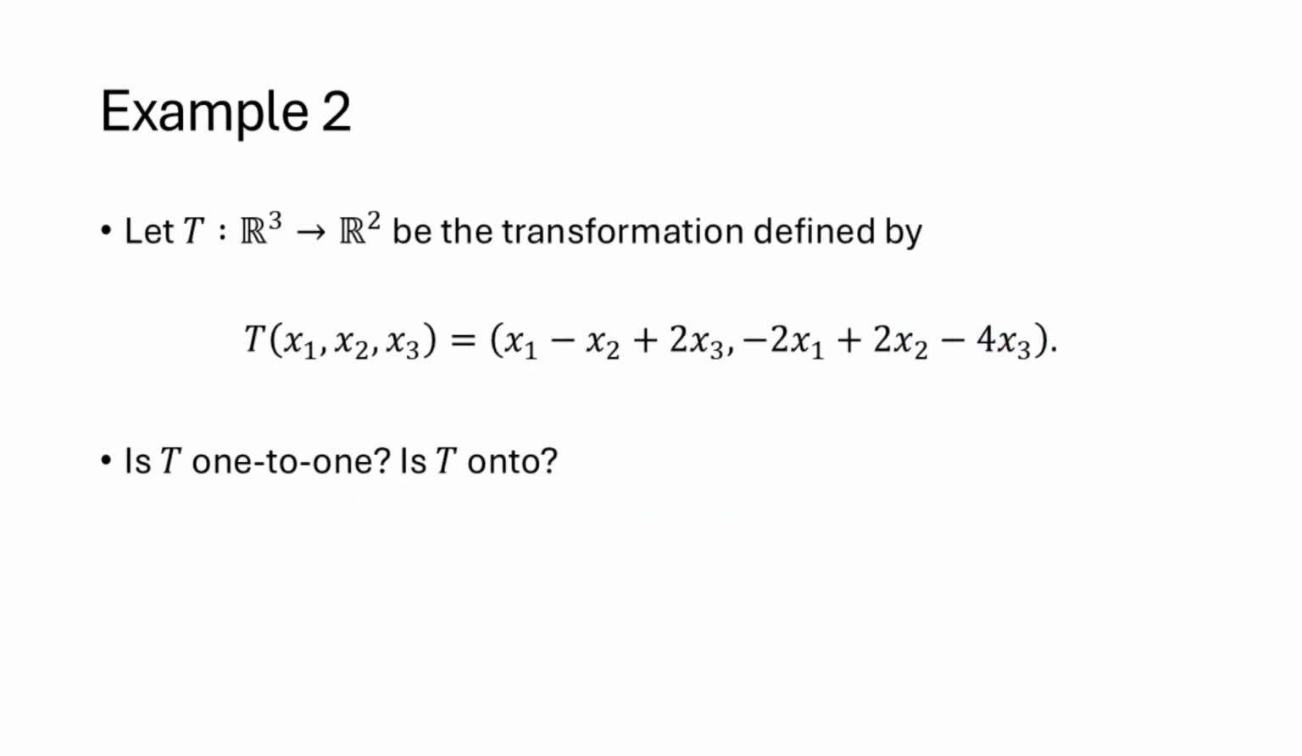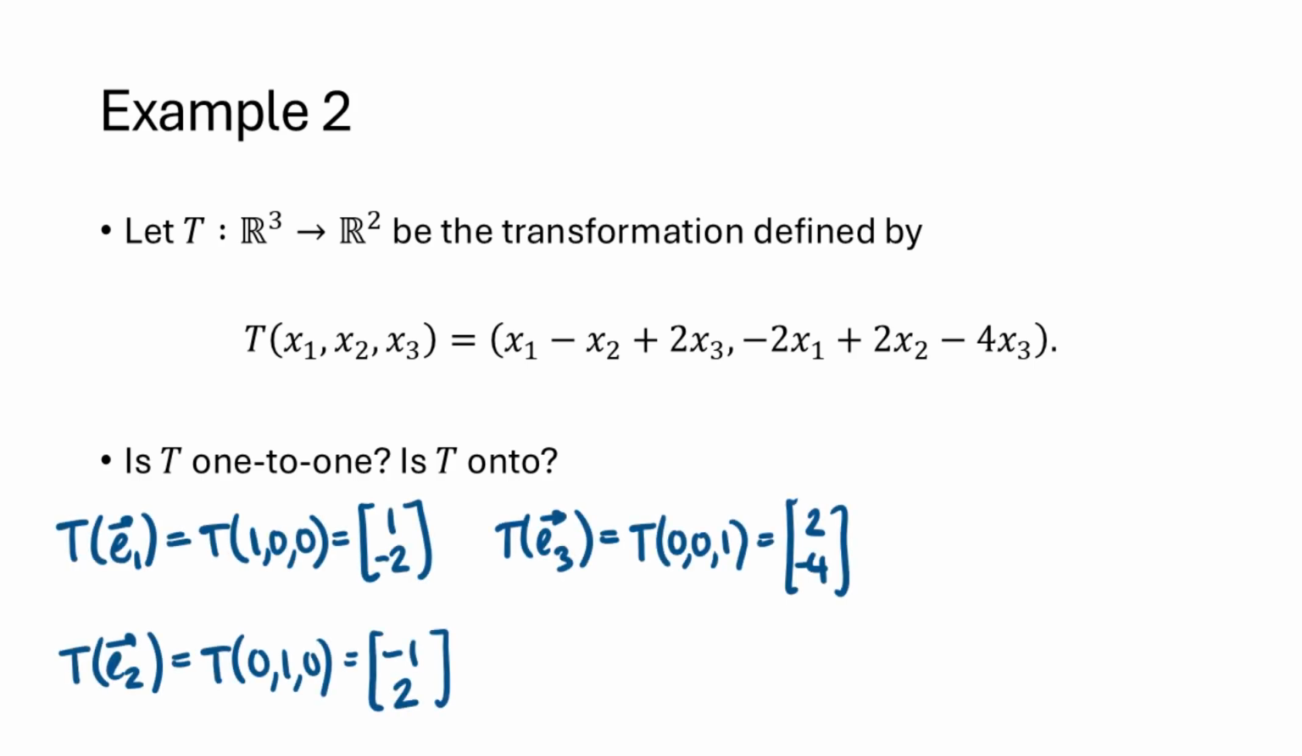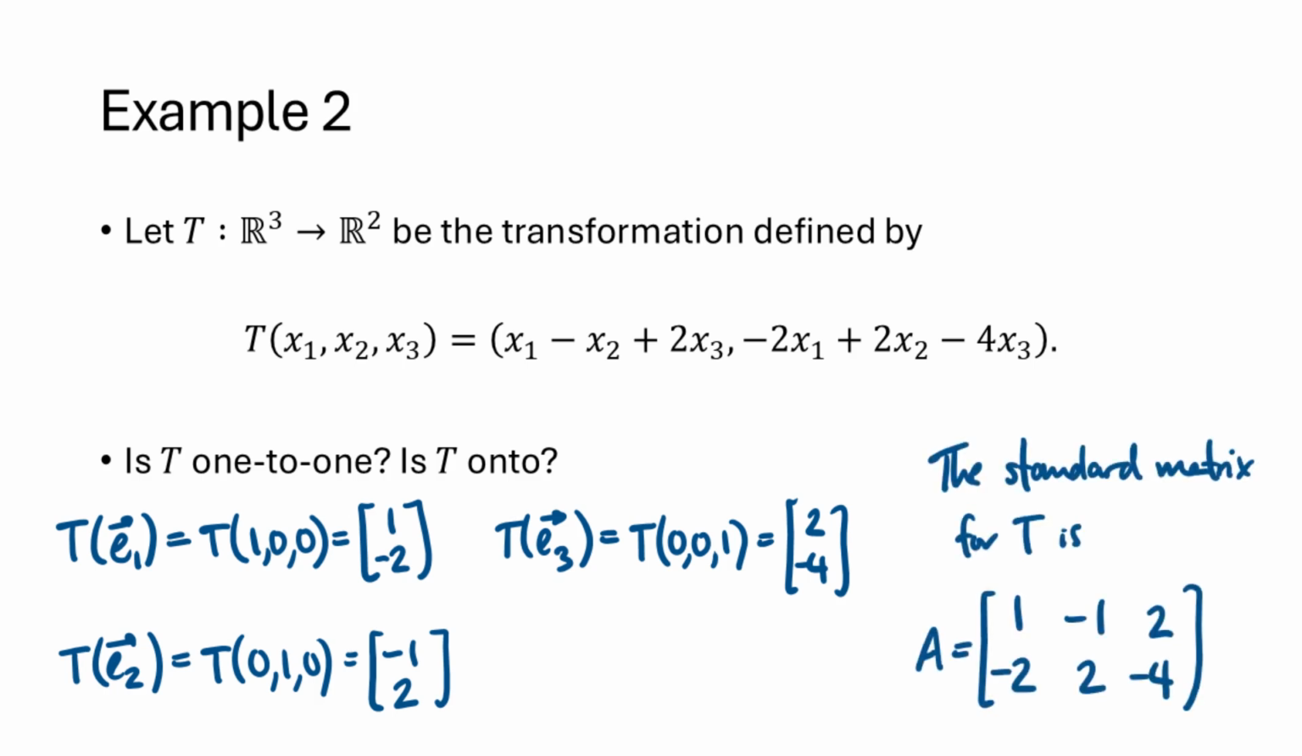What about this transformation? Here we have a transformation from R3 to R2 given by this formula. Is T one-to-one? Is T onto? To answer this question, we need the standard matrix for T, so that'll be our first task, to figure that out. Remember that the way we find the standard matrix for T is by evaluating T(e1), T(e2), and T(e3). So we get these vectors here. That gives us the standard matrix for T.